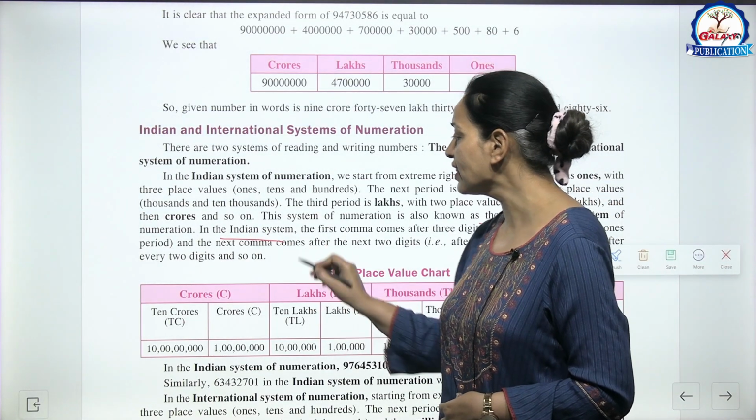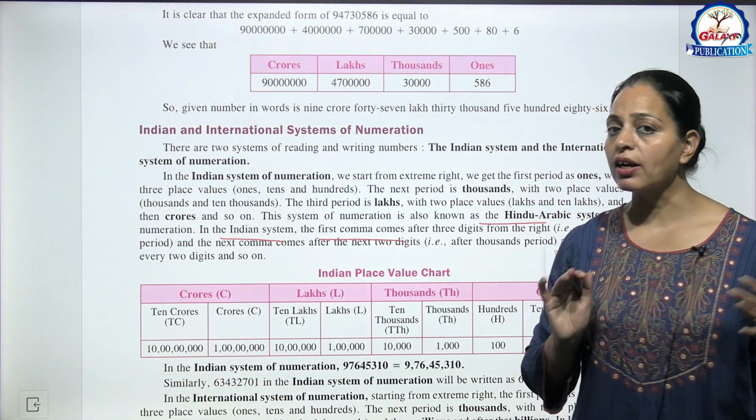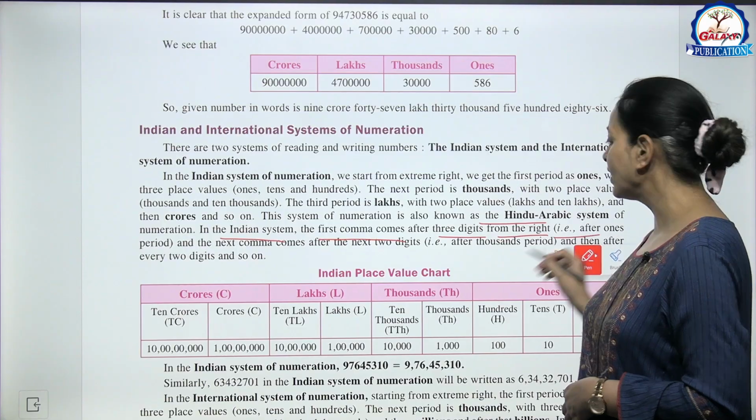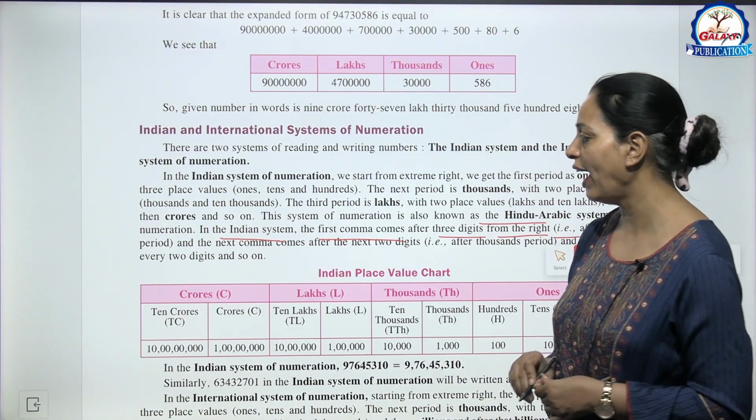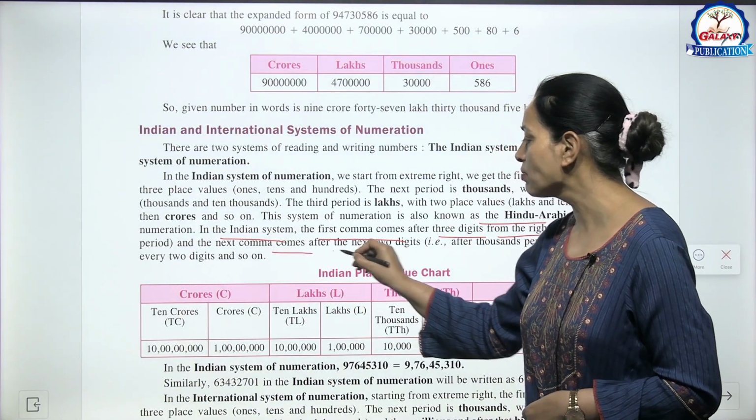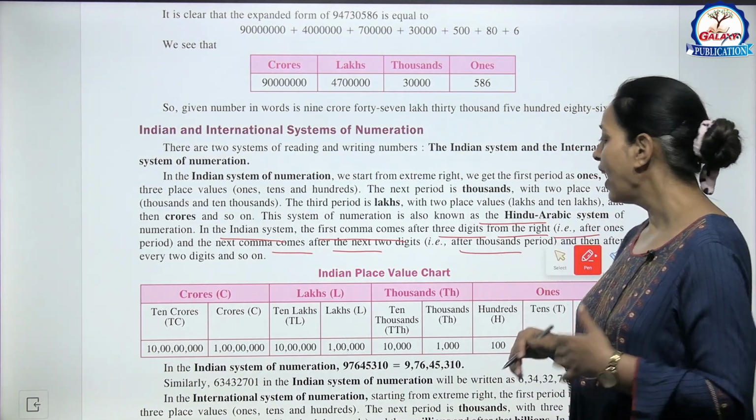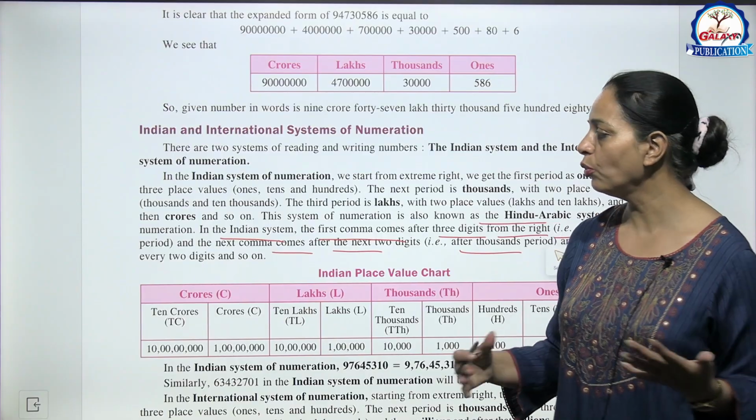In the Indian system, the first comma comes after 3 digits from the right, that is after the ones period, and the next comma comes after the next 2 digits, that is after thousands, and then after every 2 digits.